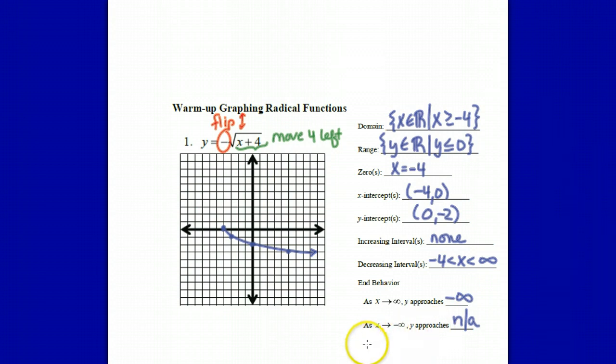And then it says here as x approaches negative infinity. Well, x can't go to negative infinity because it can only start at negative 4. So it can't get forever negative. It can't do it. So we would say that this doesn't apply to this particular function. So let me go to the next function.